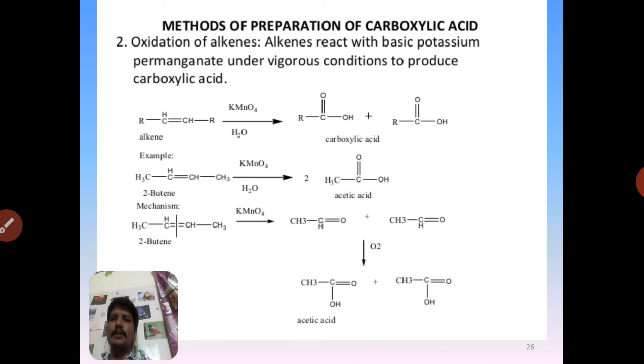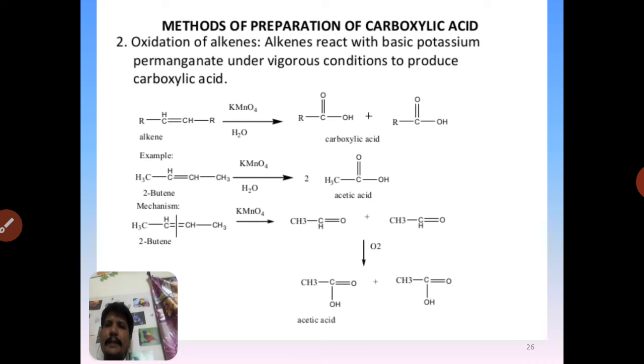The second method is the oxidation of the alkenes. Alkenes react with basic potassium permanganate under vigorous conditions to produce the carboxylic acid. In this reaction, the alkene breaks, and it gives two molecules of the carboxylic acid.